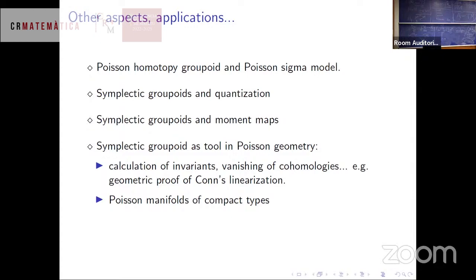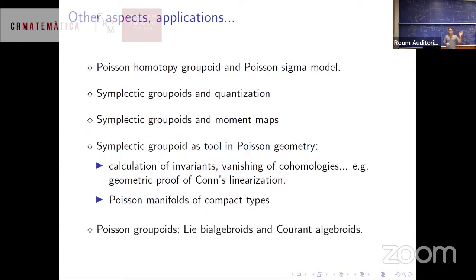And finally, there's an entire program of understanding properties of Poisson manifolds by knowing properties, like compactness, of the corresponding symplectic groupoids. You can say a lot of things about the Poisson manifold if you happen to know that it admits a symplectic groupoid whose source and target are proper, or whose total space is compact, or whatever. Many properties. And you can go beyond, and I will speak about that tomorrow. Thank you. Sorry for going over time.